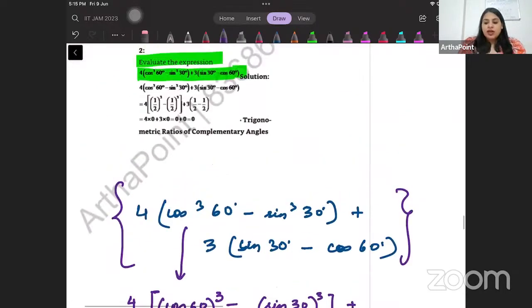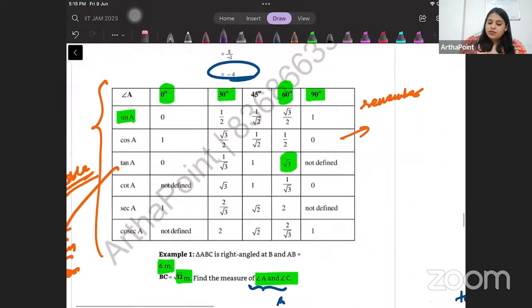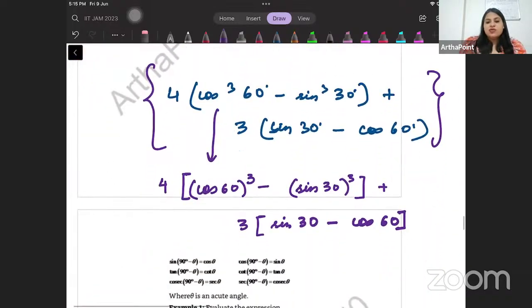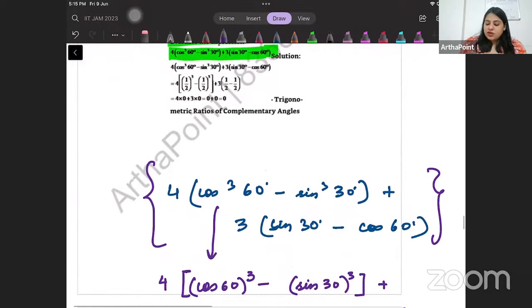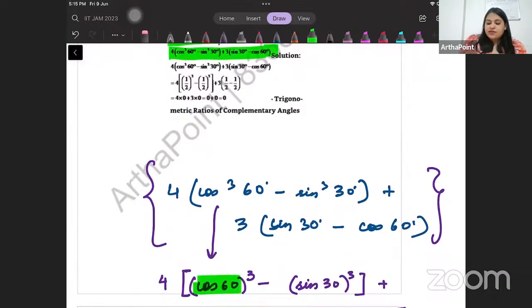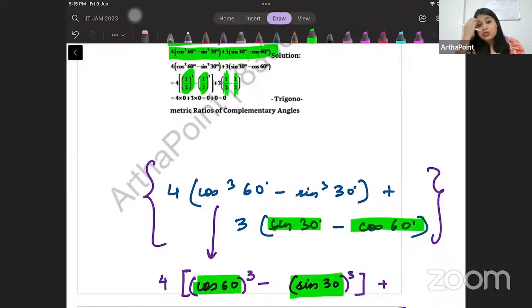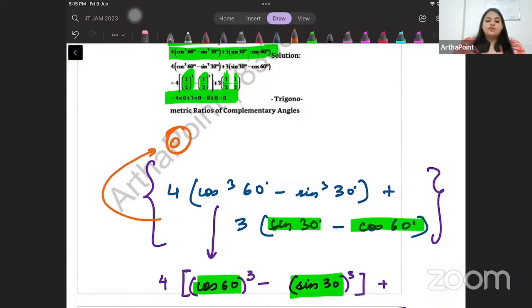All these values are known, right? Cos 60 you know from here: half. Sine 30 also you know: half. Just plug in the values. In place of cos 60, I have written half whole cube, and in place of sine 30 also half whole cube. Sine 30 is half and cos 60 is also half, so they cancel out. Half minus half is 0. So the answer to this entire expression will be 0.